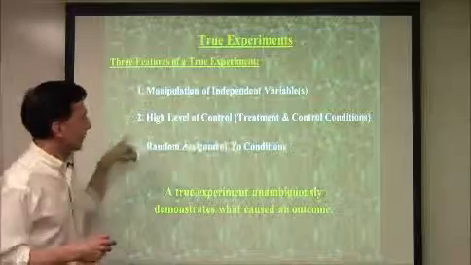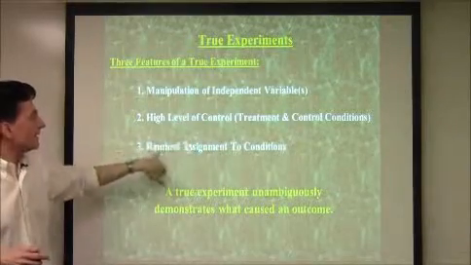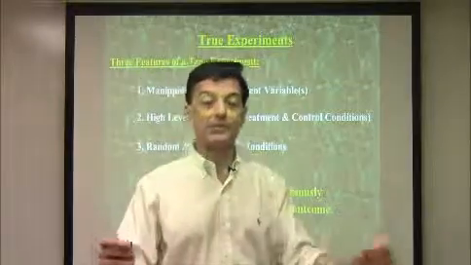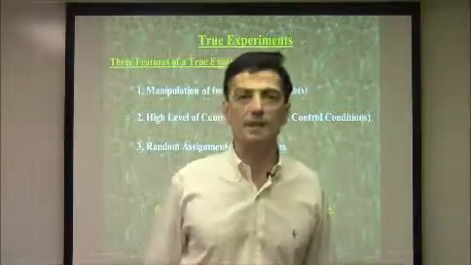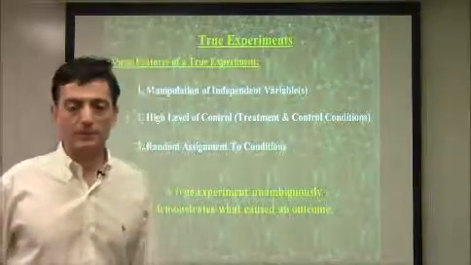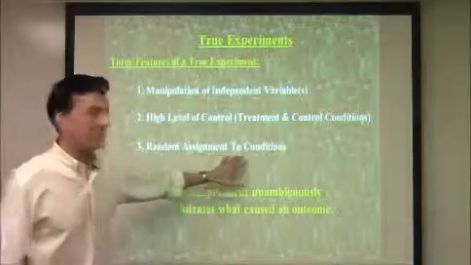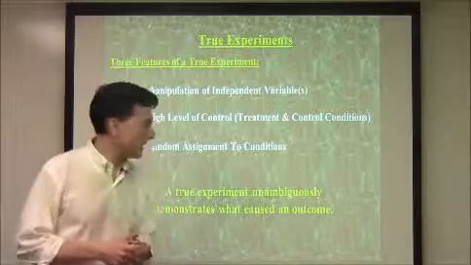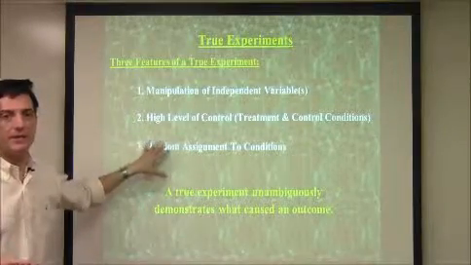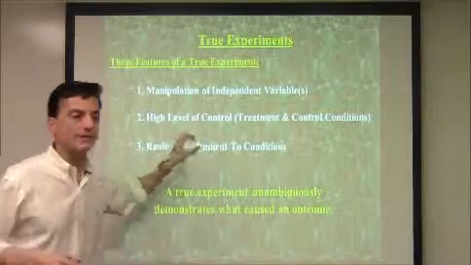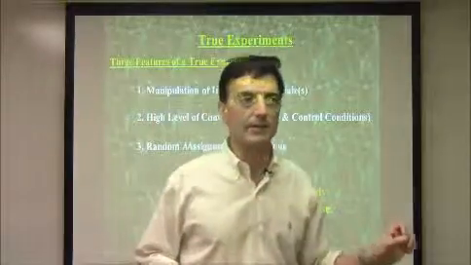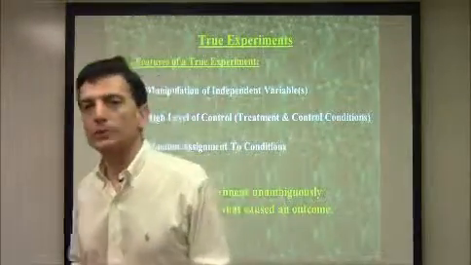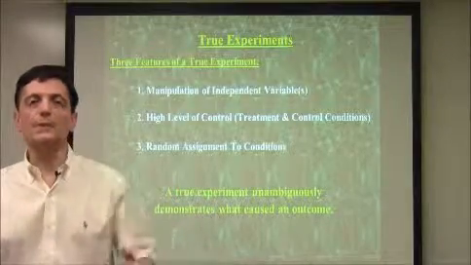Okay, lastly, a true experiment will have random assignment to conditions. And this can be random assignment to different groups if we have an independent samples design, also called a between subject design, or we can have random assignment to different conditions if we have a within subject design. But in any case, random assignment is going to be very, very critical. And the reason for this is that if we have random assignment, we can be confident that our outcome might not be attributable to pre-existing differences between the groups.